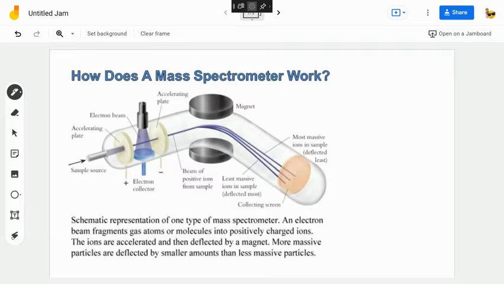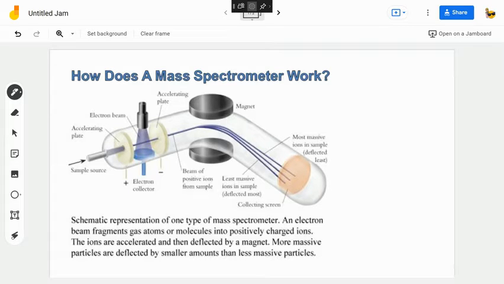So what do you think? Is a cation going to be attracted to the positive side or the negative side? What do we know about charges? Do like charges attract or opposite charges attract? Opposite charges attract. So the negative part of the magnet is going to attract them, and then they will get knocked off course.